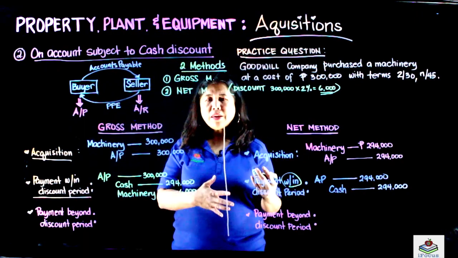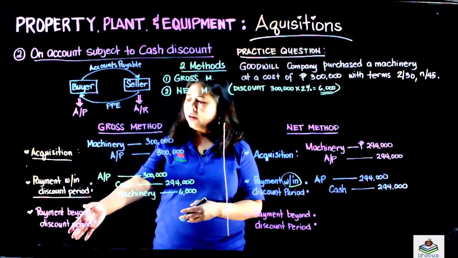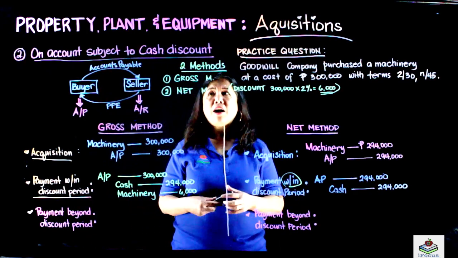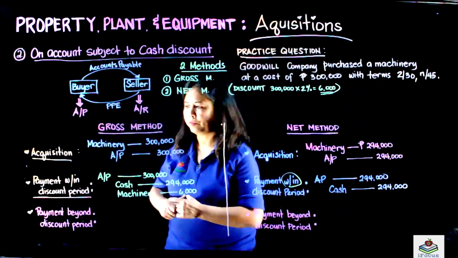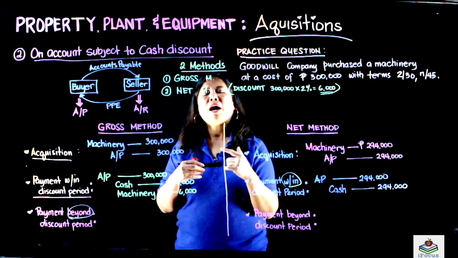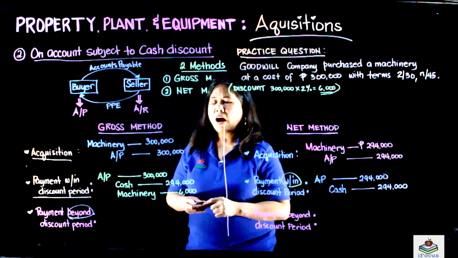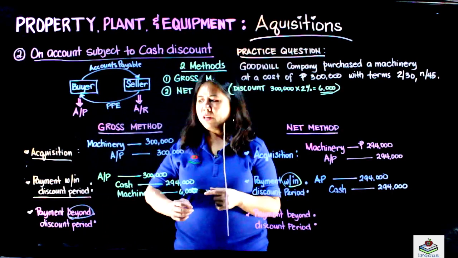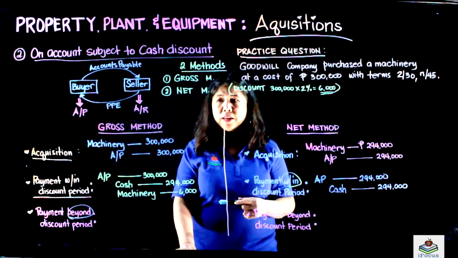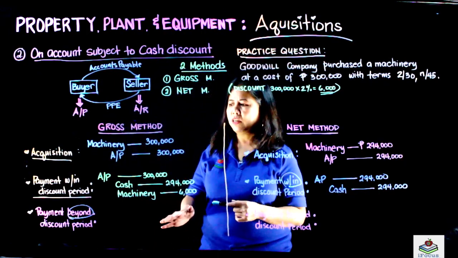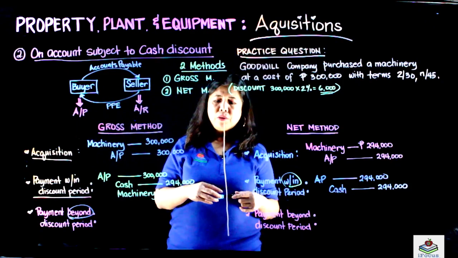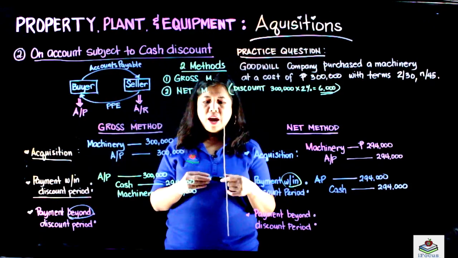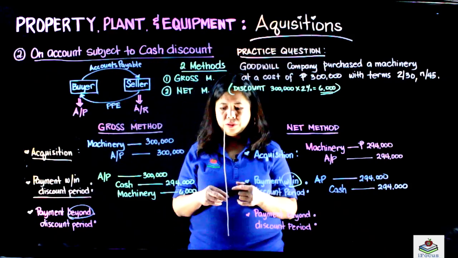And kapag nagbayad ang company beyond the discount period, ang ibig sabihin, hindi na niya maa-avail ang ating cash discount. So, hindi na ma-avail ng company ang cash discount because nagbayad siya beyond the discount period. Our entry on the gross method is debit to accounts payable, debit to purchase discount loss, credit to cash, and credit to machinery.